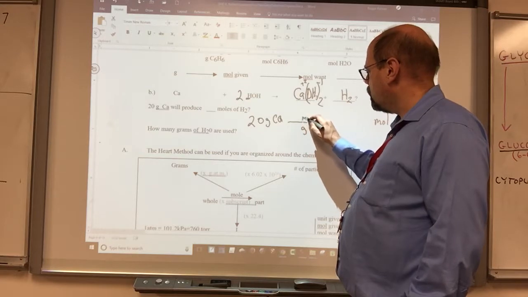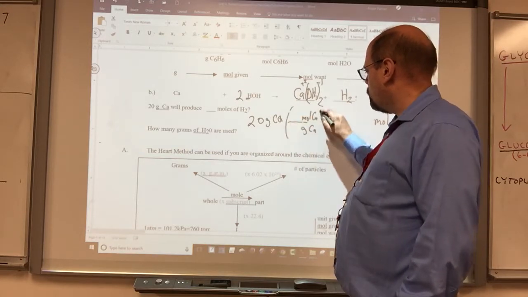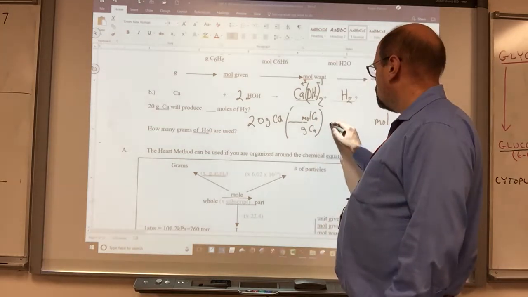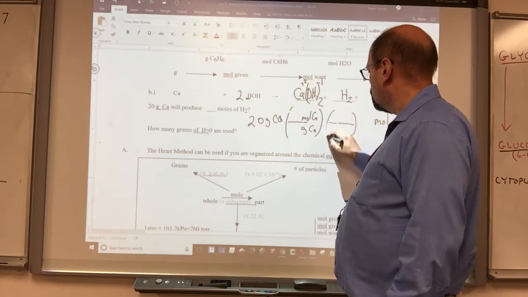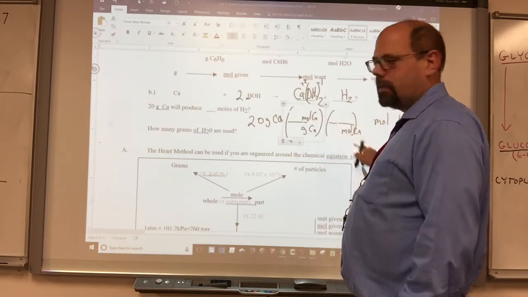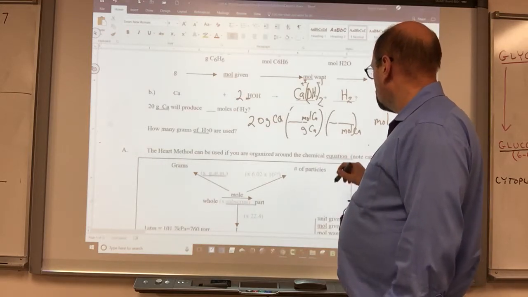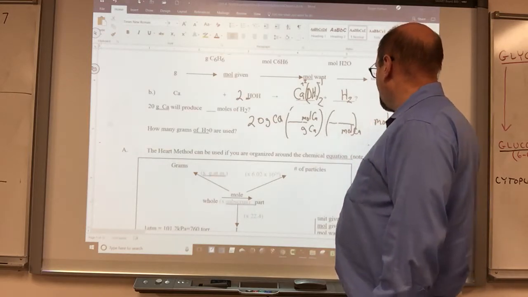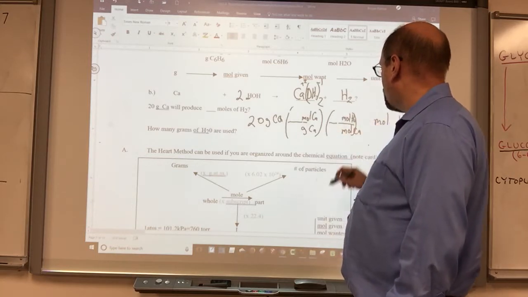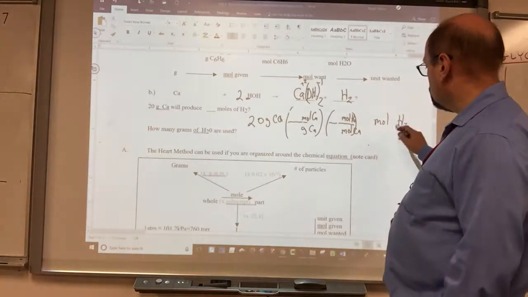Moles of given. So we want to go from grams of calcium into moles of calcium. Don't even worry about the number yet. Now for moles of given, you're going to change it into what? You go from moles of calcium. Notice I put this on the bottom, so when I multiply them, those two cancel out. And then I want to go to moles of what's being asked for, which is over here. And then I can stop because I have the answer that is being requested. I go from moles of calcium to moles of hydrogen. And that's going to give me this answer.